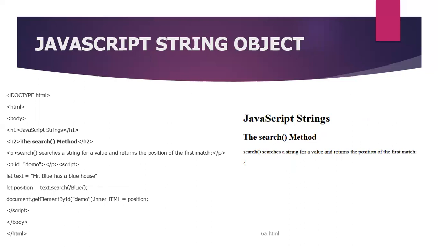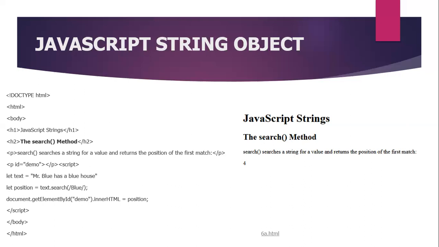Next is the search method. It is an inbuilt method to search a character in a string. For example, let text is equal to "Mr. Blue has a blue house." Now I'm going to search the word blue. The search function will return the position of the first match in the given string. So let position get the position value. It is at the fourth position.